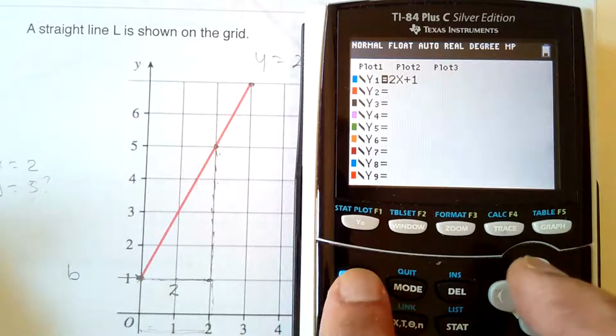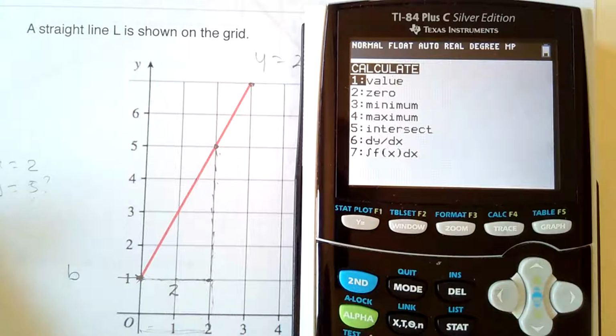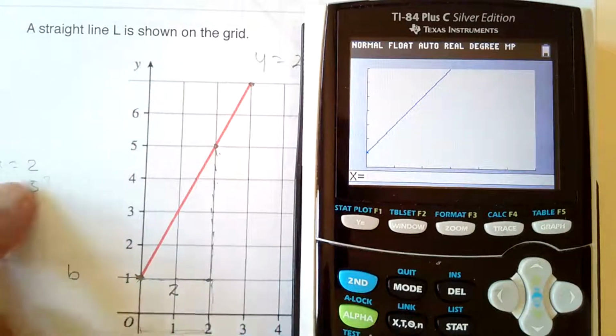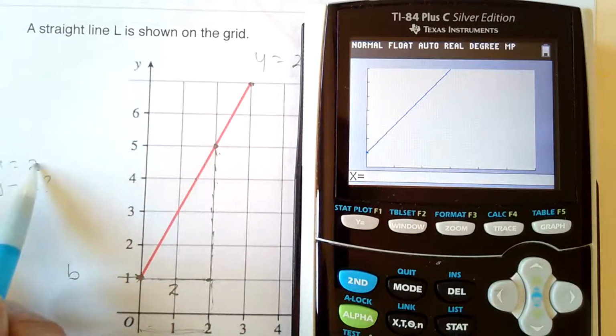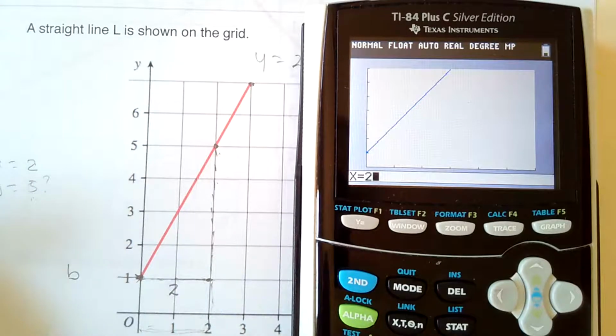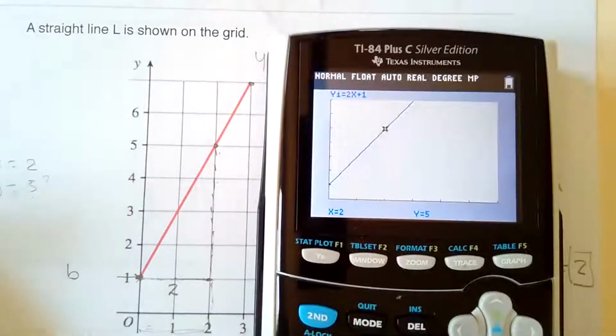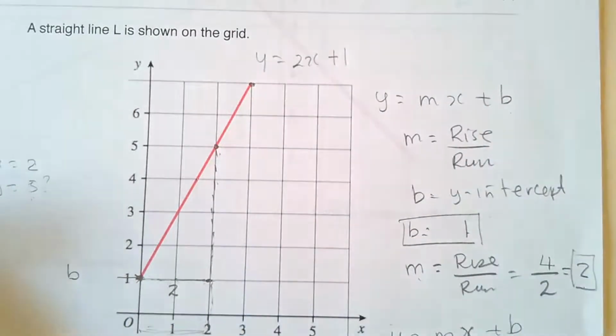So remember what we do. We press second, trace, value. X equals 2, and y is 5. So this matches up to our equation. This is one way of verifying your equation with your graphing calculator.